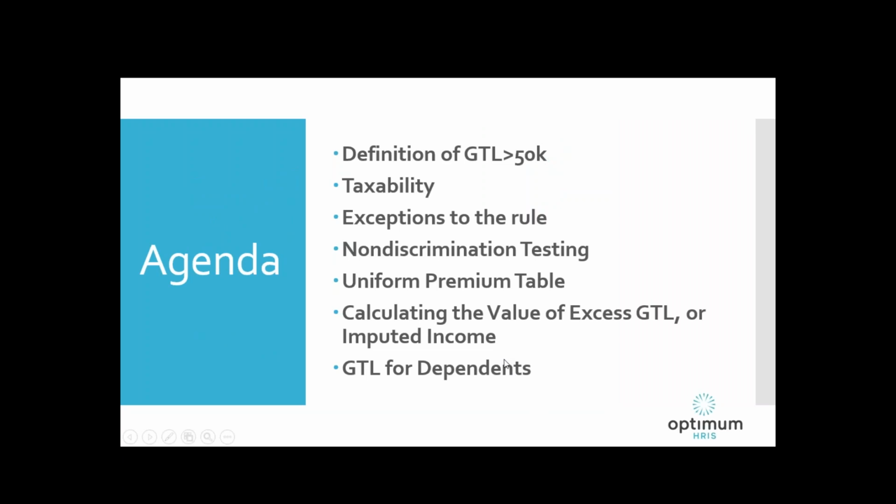Today we're going to look at the definition of group term life over $50,000, how to properly tax and report the benefit for group term life insurance, some exceptions to IRS rules and codes, what makes a plan equitable and fair so that you are not discriminating, the IRS uniform premium table that is key in the benefit calculation. We'll look at some examples of actual calculations. And finally, we'll talk about expanding your horizons beyond your employees and even offering group term life benefits to employees' dependents.